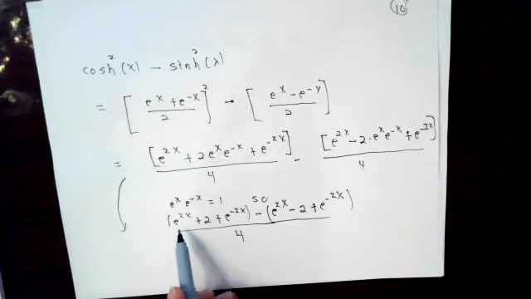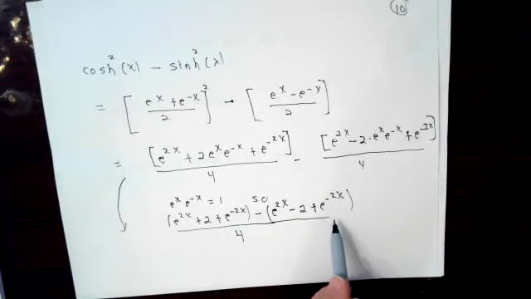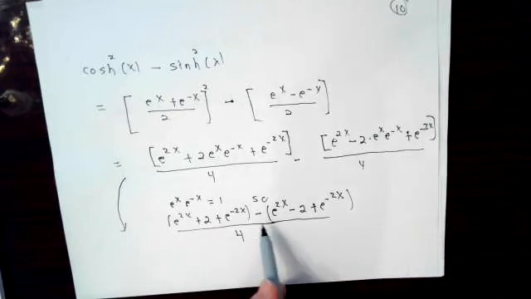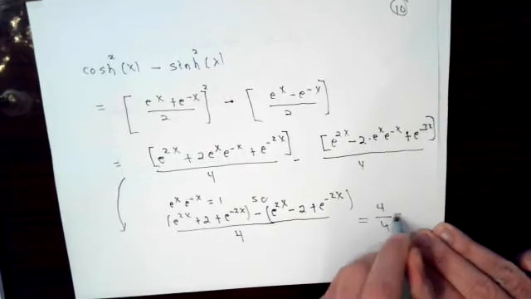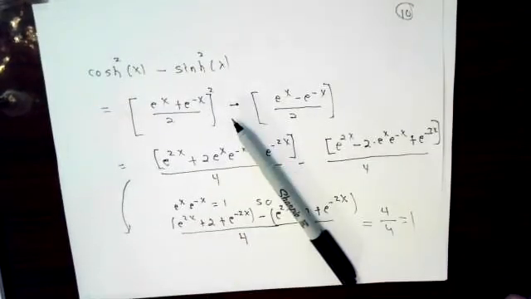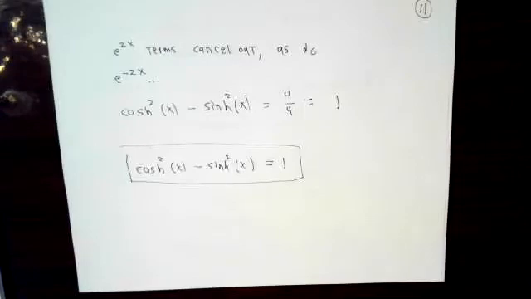So e to the 2x minus e to the 2x, that cancels out. E to the minus 2x minus e to the minus 2x also cancels out. 2 minus minus 2, sorry about that, equals 4 over 4, which is 1. So after all of this calculating, we find out we have an identity.